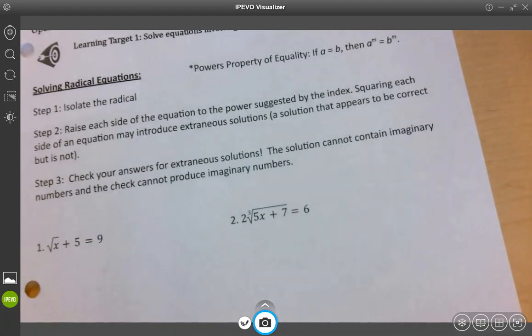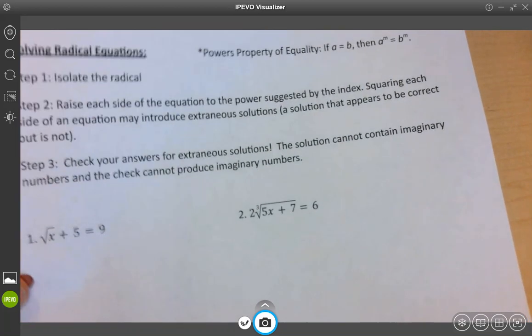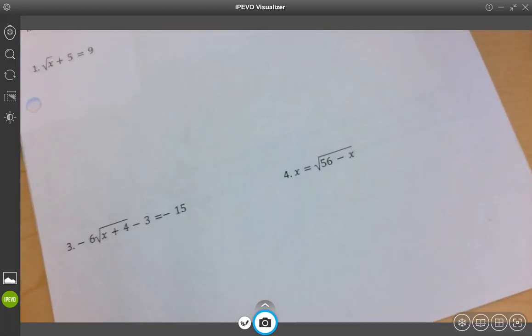All right, so let's do the first one. Actually, why do we want to do the first one? Let's do number 3. Then you guys can go back and do 1 and 2. Number 3 is more complicated, right?